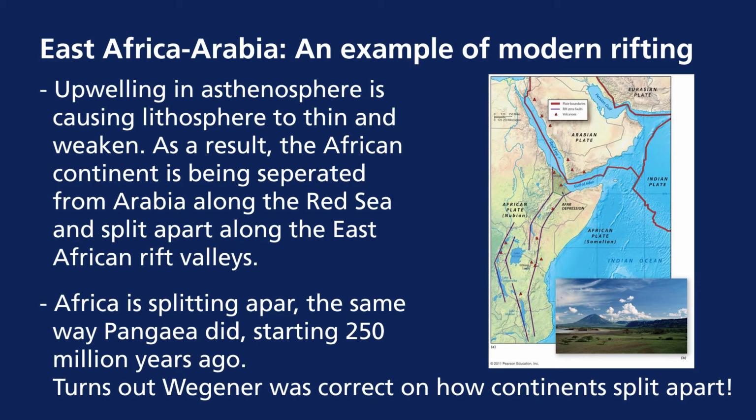And this you see on the right-hand side on the map, the divergence of the Arabian and African plates along the Red Sea, but also again between the two African plates along the East African Rift Valley. And these two African plates are the Somalian and the Nubian plate. So basically, Africa is splitting apart in the same way that Pangaea split apart, as stated by Wegener, and this splitting did happen about 250 million years ago.